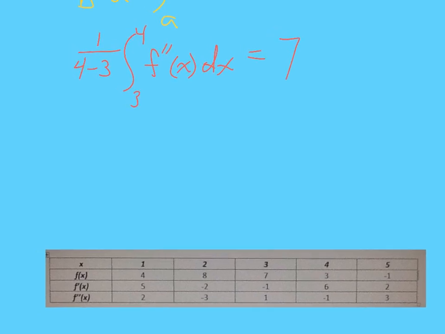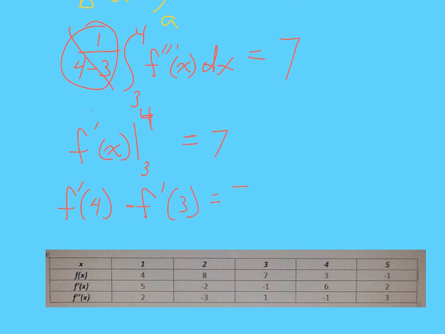Okay, so now this becomes 1 over 1. This whole thing is just 1 over 1, so I don't really need to write that. This becomes f prime of x. That's the antiderivative of f double prime. We're going to evaluate that from 3 to 4, and we're going to see if that equals 7. If that equals 7, then there is a c value such that f double prime evaluated at c is equal to 7. So this becomes f prime of 4, top minus the bottom, is equal to 7.